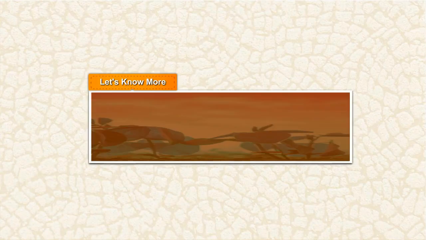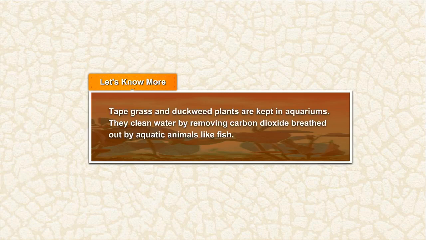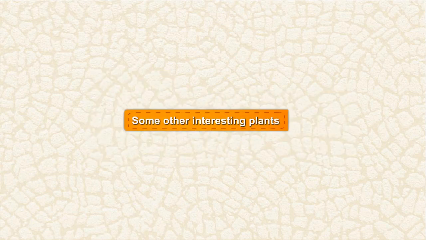Let's know more. Tape grass and duckweed plants are kept in aquariums. They clean water by removing carbon dioxide breathed out by aquatic animals like fish. Some other interesting plants.